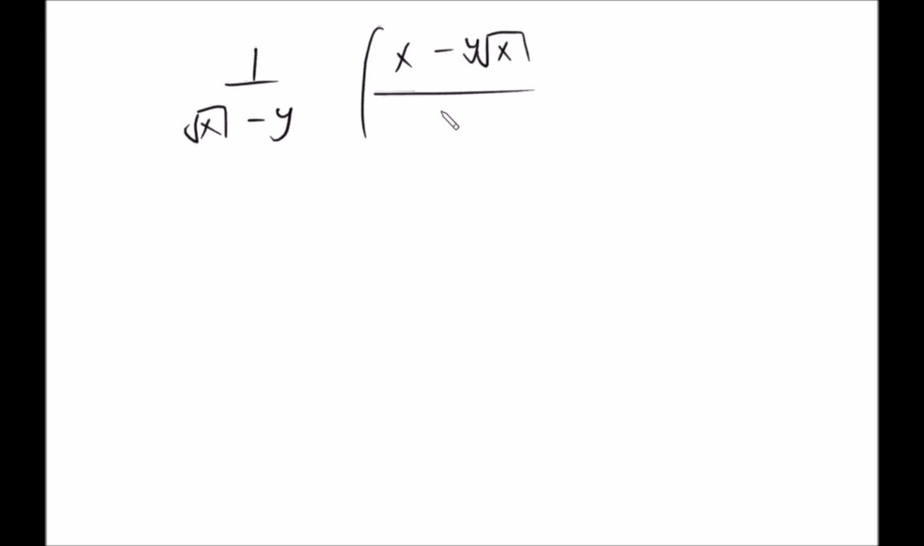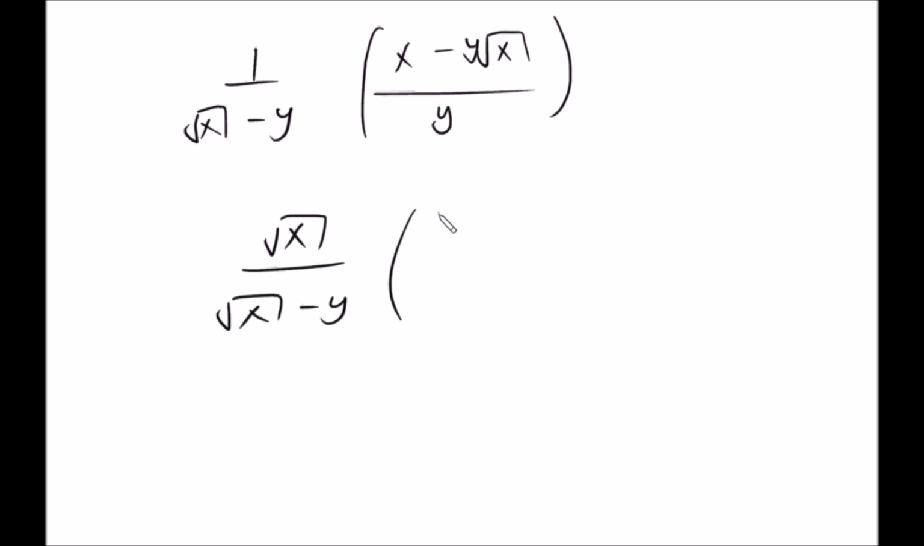So tumefika hapa now. 1 over the square root of x minus y times x minus y times the square root of x over y. Yeah. So tufanyaje now? Umeona hii ya juu hii, nitoa nje the square root of x. So nikitoa nje the square root of x hapo juu, so hapa nitabaki na the square root of x hapa kwenye x, kwa sababu square root of x times square root of x ni x.